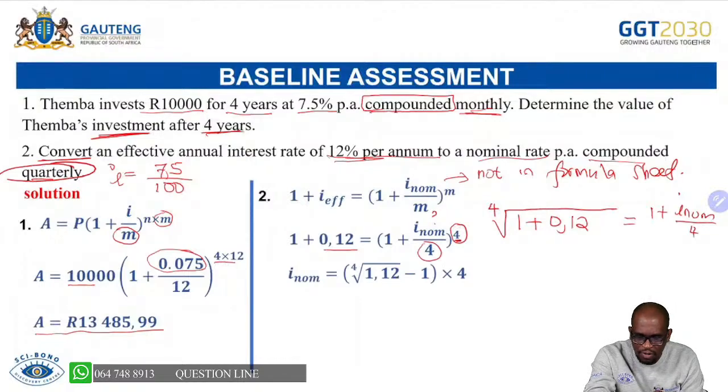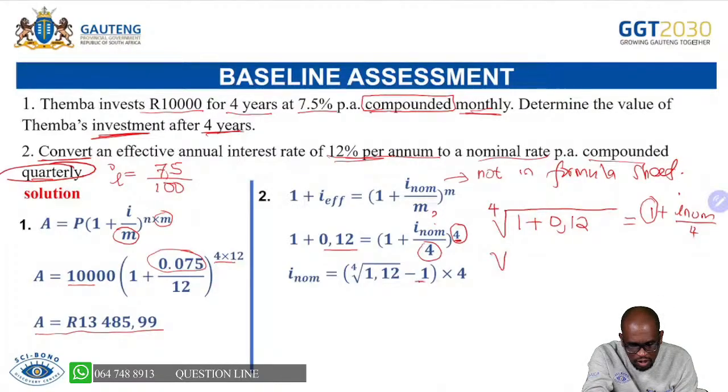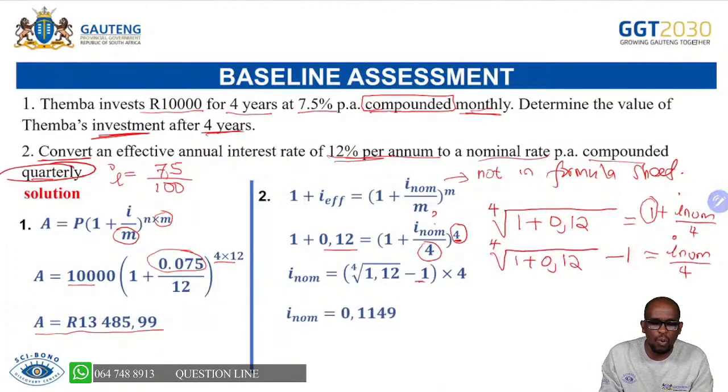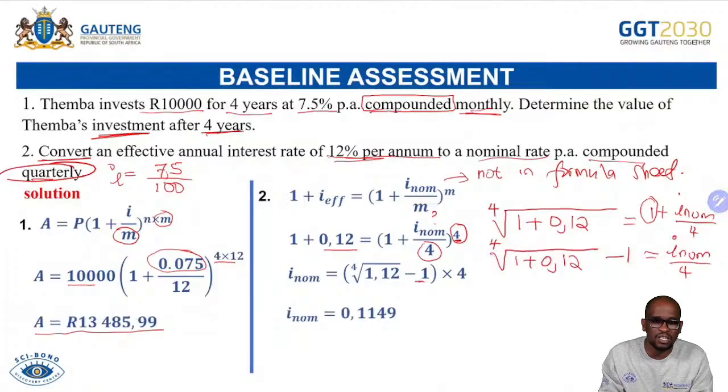Now, if you make i nominal the subject of the formula, you have to transpose the 1. That's where the minus 1 comes from. So the 4th root of 1.12, subtract 1, equals i nominal divided by 4. Then you multiply both sides by 4. This is algebraic, you're just manipulating the formula. So i nominal in this case becomes 0.1149.